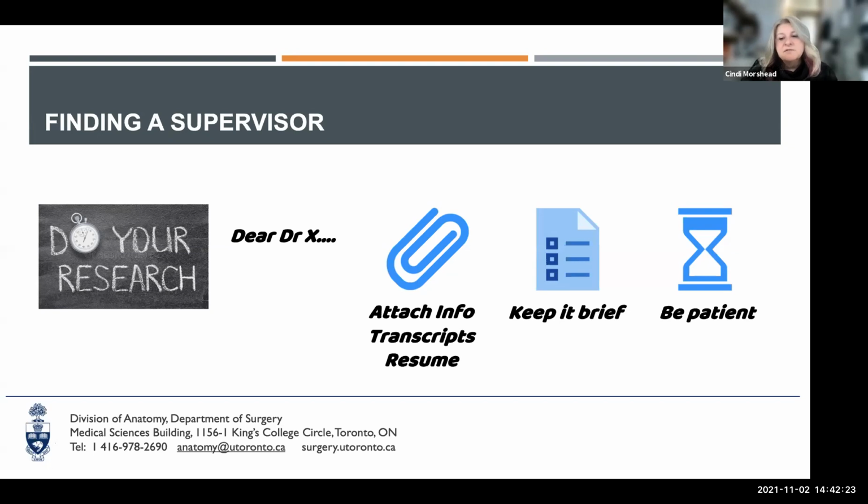You want to keep your email very brief. People don't have time to read very long and extensive emails. So it's good to just keep that in mind when you're preparing it: brief and to the point. And also be patient, the same way you would if you were looking for a supervisor for a graduate degree. If they don't get back to you, don't expect a response within hours, certainly. But if they haven't got back to you in about a week, it might be worth reaching out to them again and saying, just following up on an email that I sent previously.